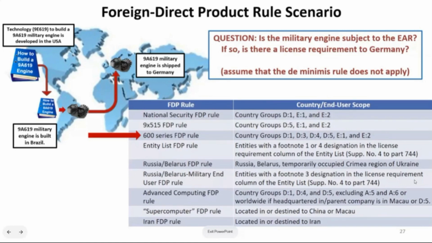So the question is, Germany, and you look under the country groups, the end user scope, it says if it's going to go to country groups D1, D3, D4, D5, E1, or E2, then that's going to make it subject to the Export Administration Regulations. So if you go into Supplement number 1 to part 740 where the country groups are, and you go, okay, let me see if Germany is a member of any of these country groups, you're going to find that Germany is not a member of any of those country groups. And because Germany is not a member of any of those country groups, this transaction is not subject to the EAR because it's not going to a country that's listed in those country groups D1, D3, D4, D5, E1, and E2. Next, please.